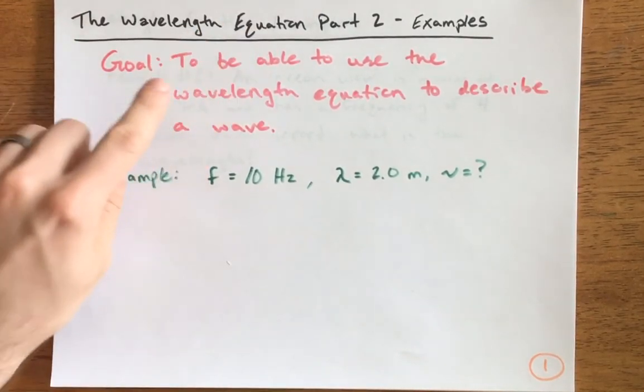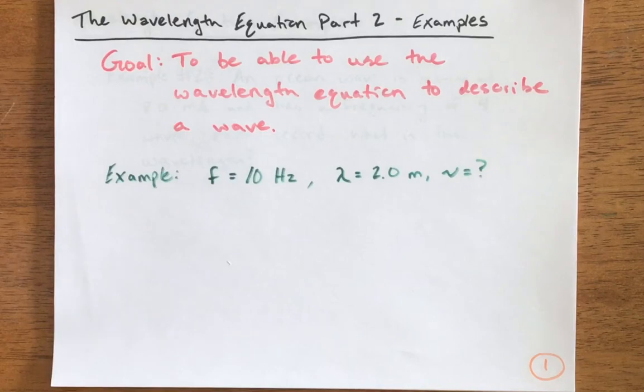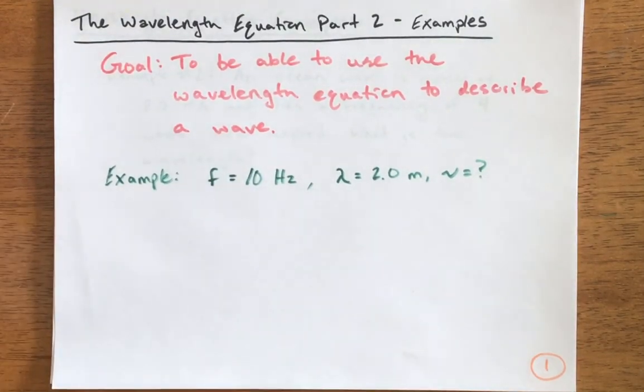So the goal is to be able to use the wavelength equation to describe a wave. And by describe a wave I mean we can now talk about its wavelength, its velocity, its frequency. If we have all three, we really have a good understanding of that wave.